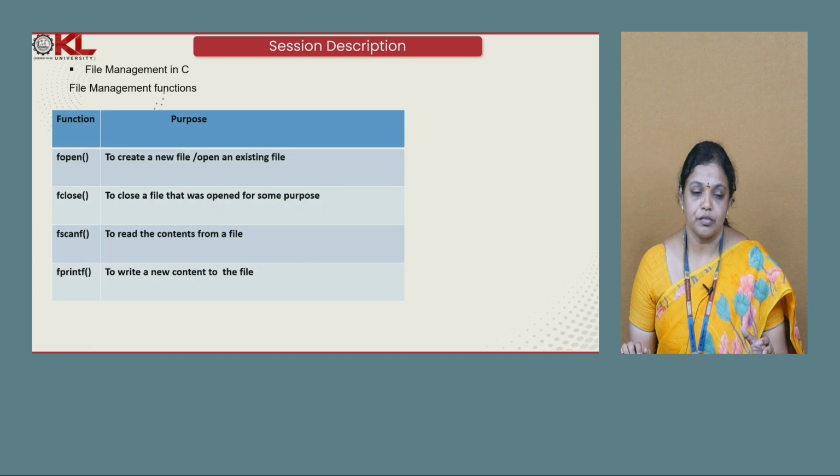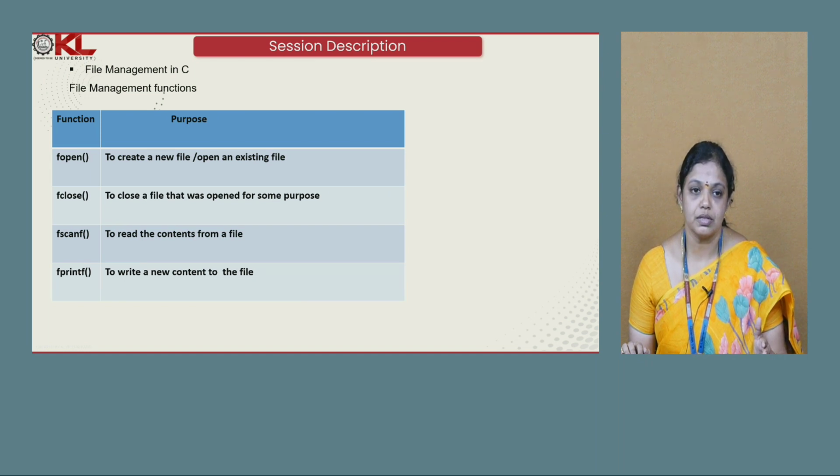So these are the basic functions. There are of course a few more functions, but I am going to list and discuss the 4 main important functions in C. On the left side I have given the function name, and on the right side I have given the purpose. As the table goes, the first one is fopen, which is to create a new file or open an existing file.